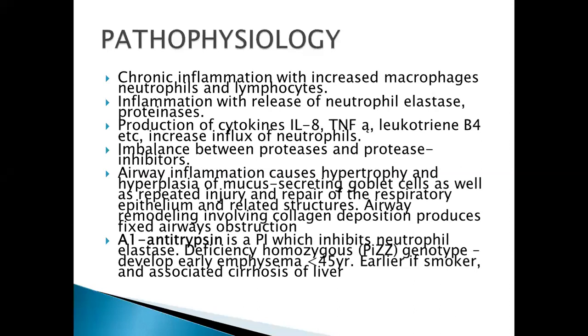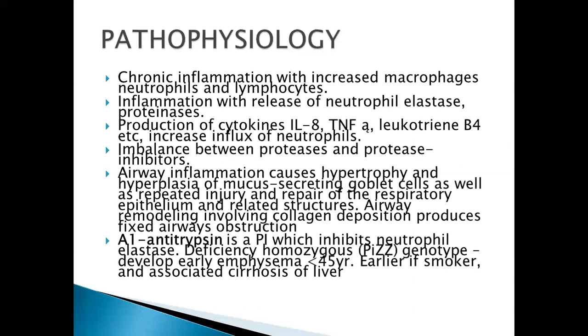Now, there's supposed to be a balance between these enzymes that are secreted and the molecule that is supposed to regulate their function, which is the alpha-1 antitrypsin. So when there's this chronic inflammation ongoing, it means the levels of elastases or proteinases that are going to be secreted will predominate over that of the alpha-1 antitrypsin.